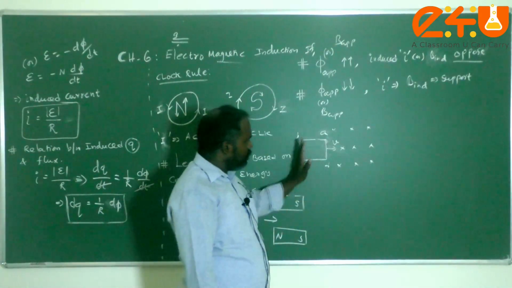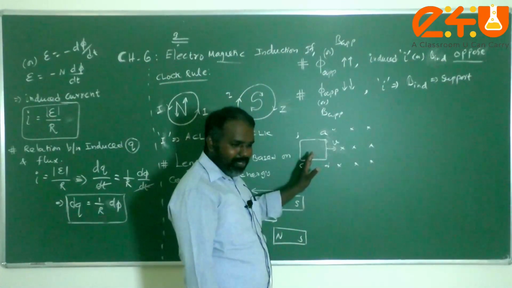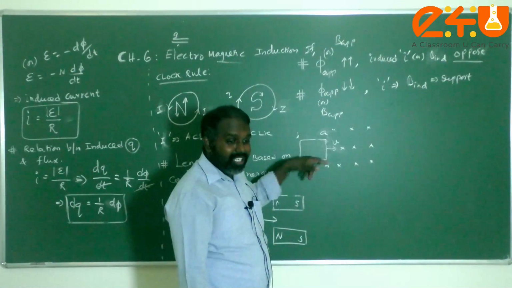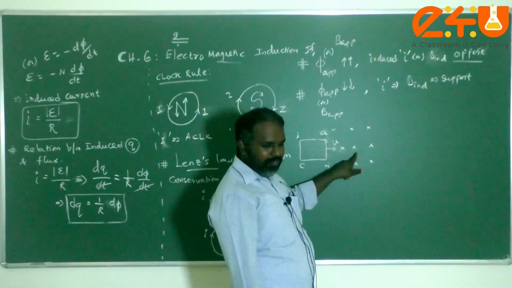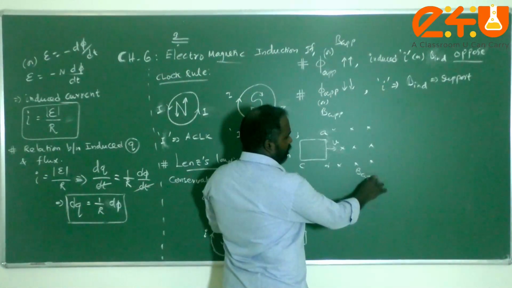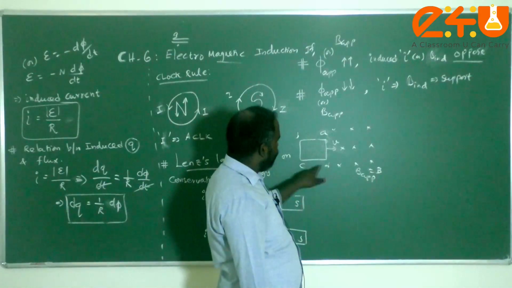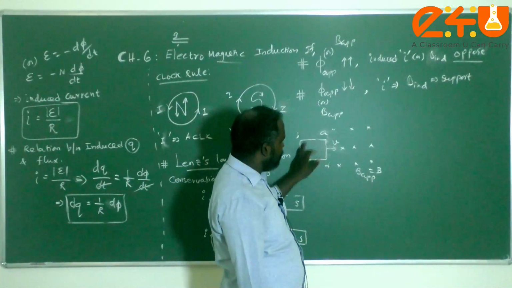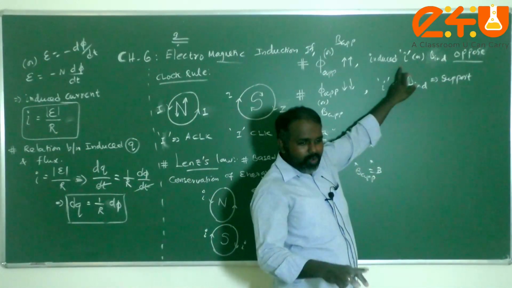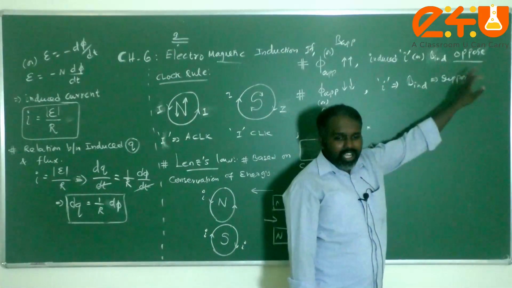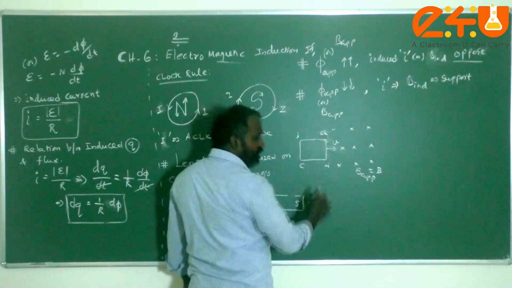When this closed loop is entering the magnetic field, what will happen? The flux passing through this closed area will increase. Closed area will be what, children? Increases. This is the applied field, say B. When this coil is moving inward, the applied magnetic flux within this loop will increase. When this increases, the induced current will flow in such a way that the induced field will be opposite to that. So when the applied field is normally inward, opposite to that is what?